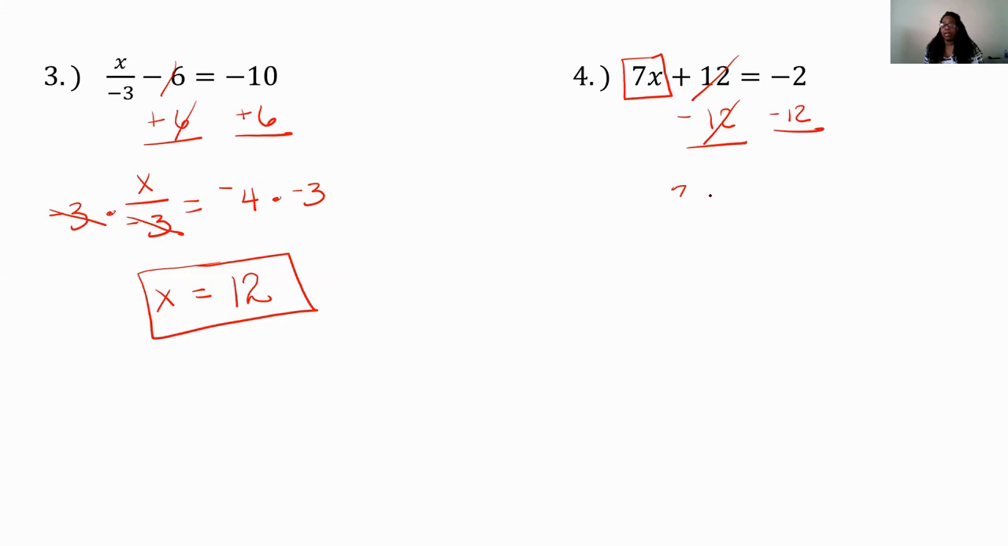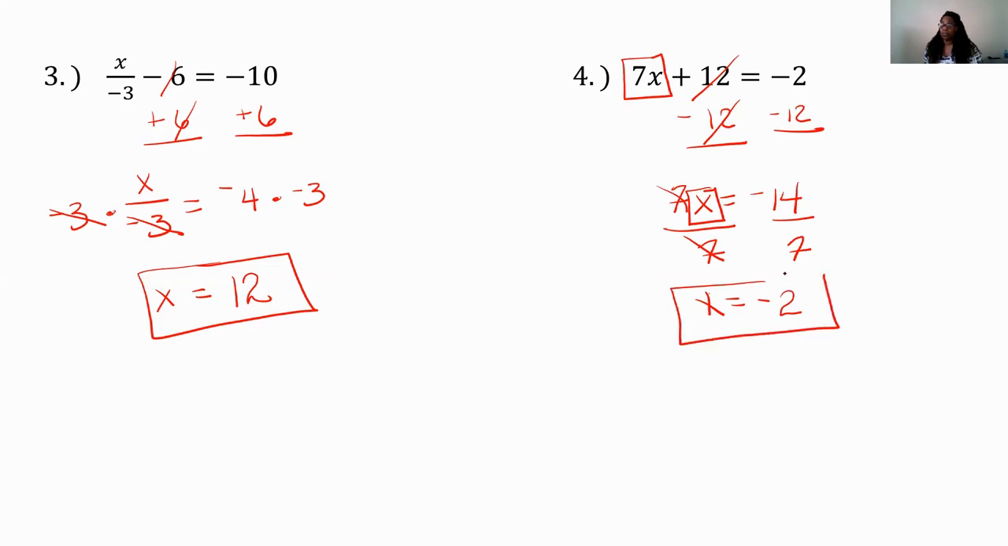I have my 7x is equal to negative 14. So I want to get x by itself. So I divide both sides by 7. So 7 divided by 7 gives me 1, or 1x. And then a negative divided by a positive is negative. 14 divided by 7 is 2. So x equals negative 2.